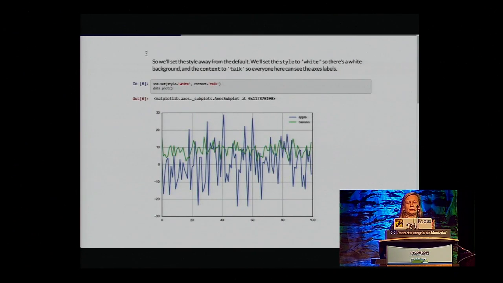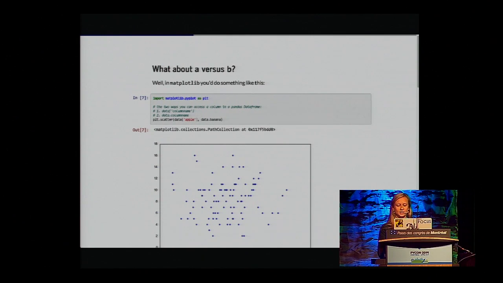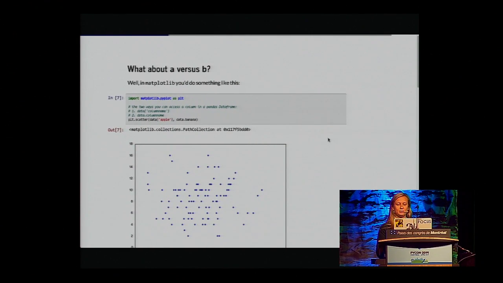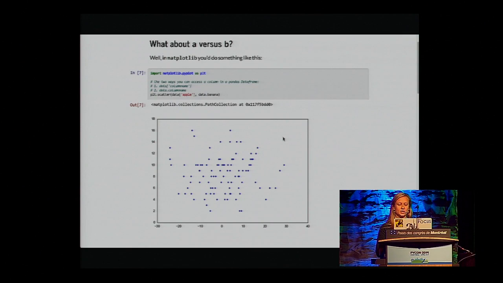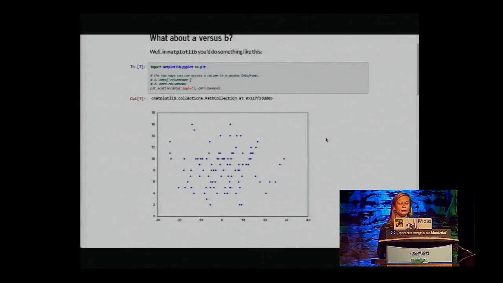And so you can set this context and change it for a talk so that your x tick labels and such are bigger. Since it's still with pandas, you have this grid. So first, let's talk about what if we want to plot a scatter plot, A versus B. This is something pretty standard. Scatter, plot scatter, apple and banana. So these are the two ways you can access columns in pandas.